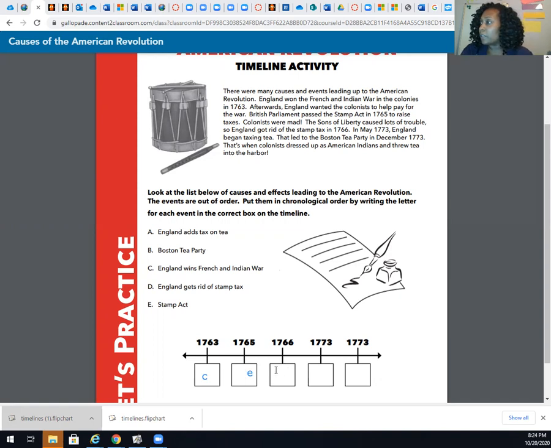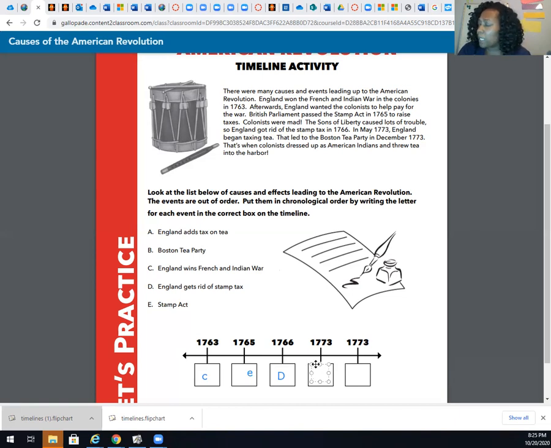Then I have my next one. What would happen? The colonists, were they mad? Oh, yeah. And then they got rid of the Stamp Act. Remember, I'm going back to my text because it helps me. So then they got rid of that Stamp Act. And then what did they do? Well, that Boston Tea Party, I remember, was last from when I read it. But if I didn't, I can go back and read it, right?